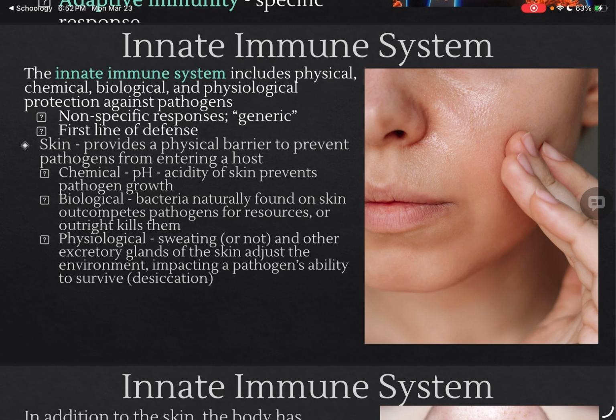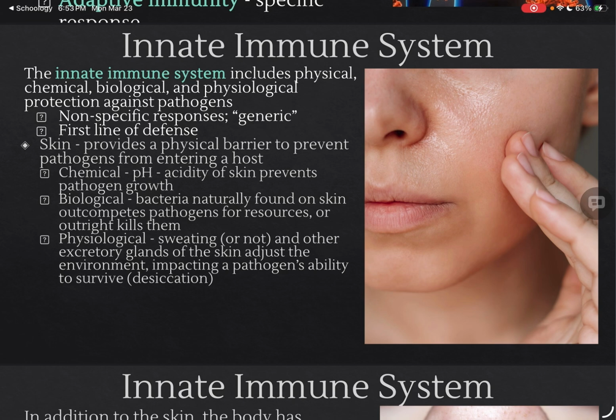So the innate immune system includes physical, chemical, biological, and physiological protections against pathogens. There are non-specific responses, which are considered generic. It's the first line of defense. And our first line of defense is our skin. Our skin provides a physical barrier to prevent pathogens from entering the host. And keep in mind that pathogens have to enter the body some way, typically through openings like your mouth, your nose, a cut. All of those are ways that pathogens can infiltrate your system.